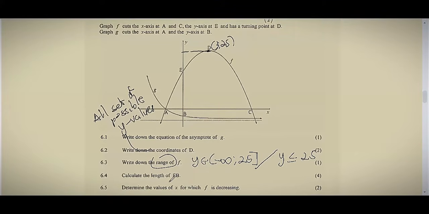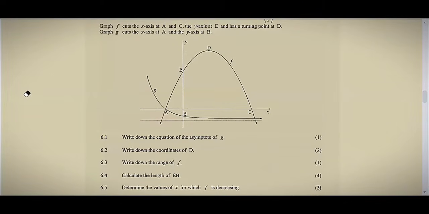Then calculate the length of EB. Let's see that one. So to calculate the length of EB, note that this will involve you having to find the y-intercept for the graph of f, and then also the y-intercept for the graph of g, right? Because E here represents the y-intercept for the graph of f, and B here represents the y-intercept for the graph of g. Now, once you find that, you must then find the difference between these y-intercepts, right? So let's try to calculate that one. How are we going to approach it? So this is how we're going to approach this question.